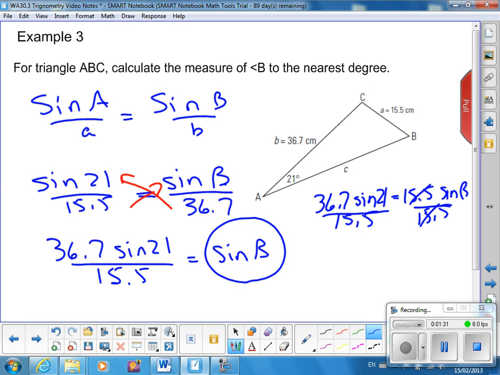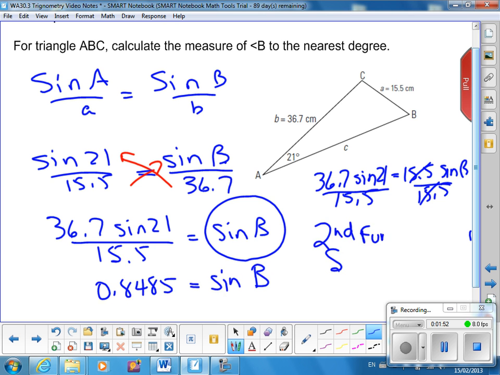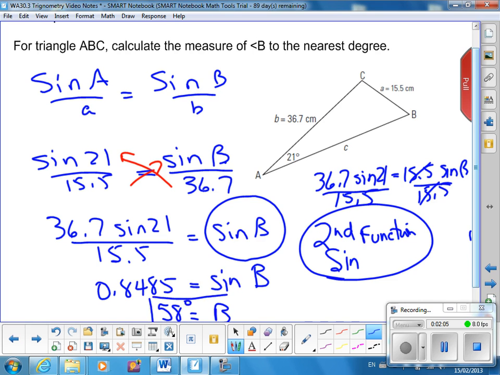All right, take your calculator, 36.7 sine 21 divided by 15.5, and you're going to get a number, 0.8485. Should be a decimal. Because you're looking for an angle, whenever you're looking for an angle, that's when you use the second function button of sine this time. So you push second function sine, 0.8485, and you end up with a number of 85 that shows up on your calculator. That is 85 degrees. So angle B is 85 degrees.